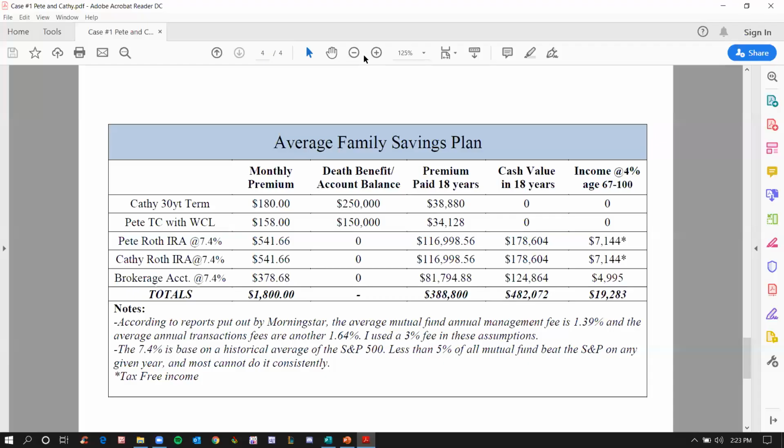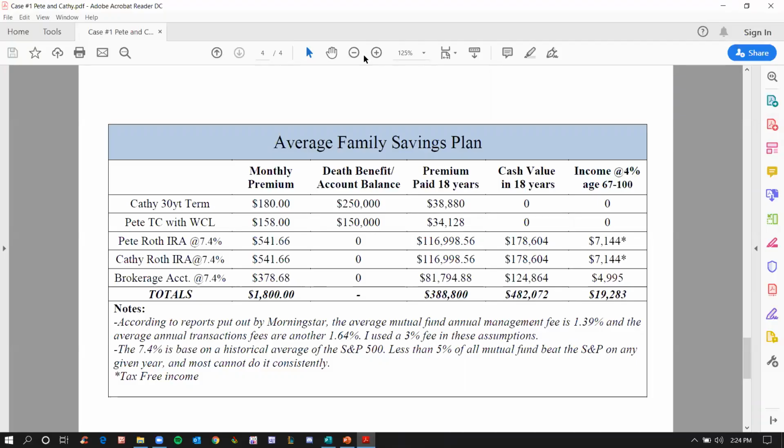Not bad, right? The rest, because we can only put so much in a Roth, so we'll put the rest in a brokerage account for you, earning the same 7.4%. And so you're going to spend another $81,000, $82,000, have about $125,000 and about another $5,000 in income. So overall, you're going to spend about $1,800 a month, or about $400,000 over the next 18 years, to have almost $500,000 of value. And you'll have an income, which is mostly tax-free, of about $20,000. Not bad, right?